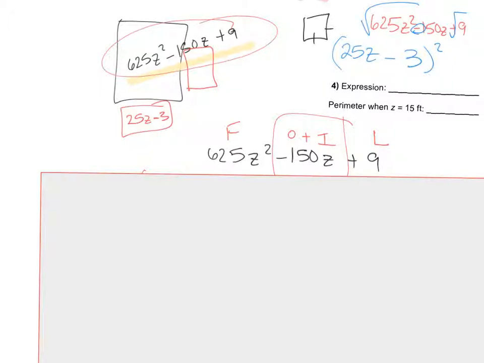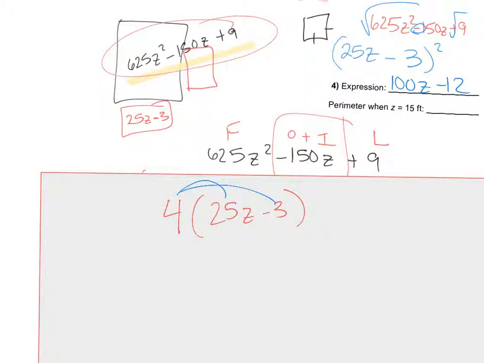What does an exponent of 4 mean? In this case, I have 4 sets of 25z minus 3, which then I can use the distributive property, and I get 100z minus 12. Now, perimeter when z is 15.